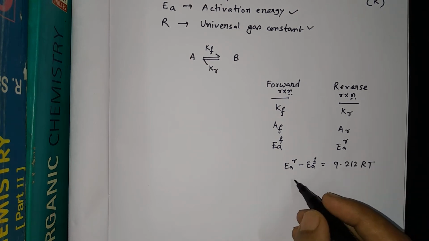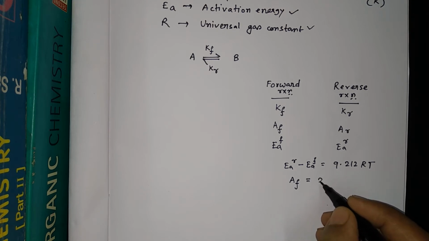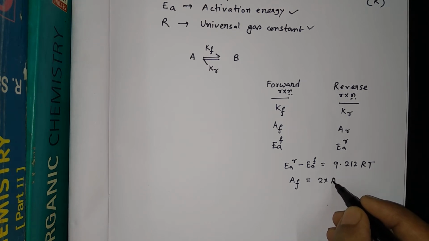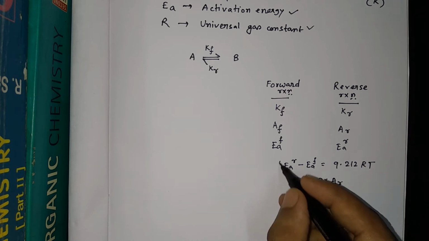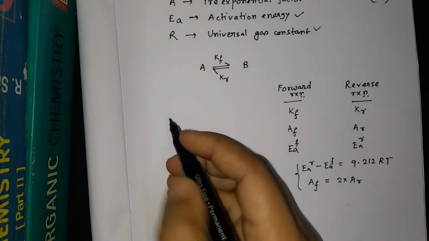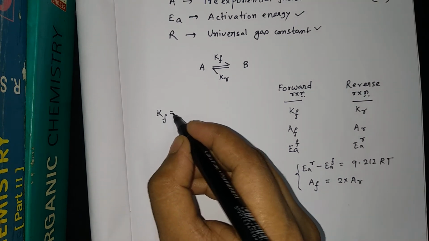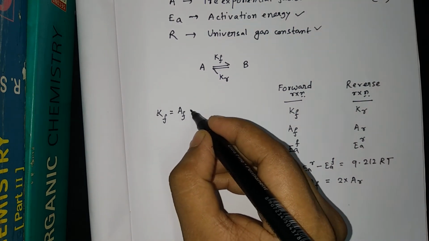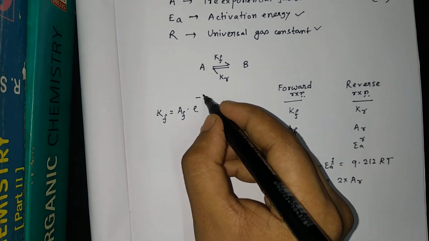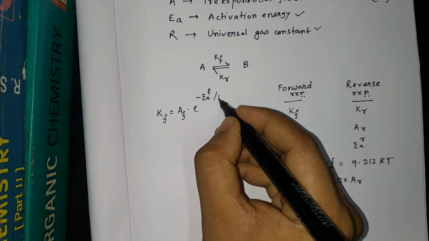And one more thing also given is that the pre-exponential factor of the forward reaction is twice of the pre-exponential factor of the reverse reaction. So these two conditions are given. So guys, first we will write the Arrhenius equation for the forward reaction: Kf equal to Af into e to the power minus EAf by RT.